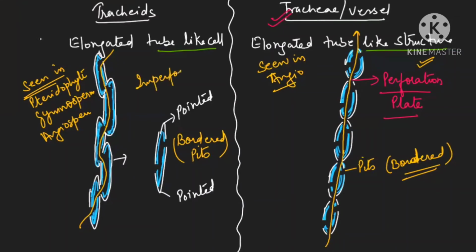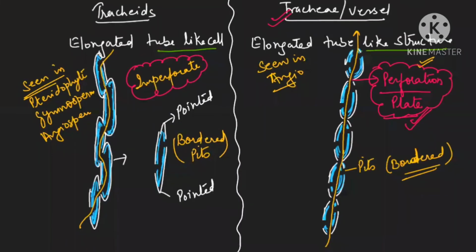They are imperforate because they don't have a perforation plate. But vessels are the ones which have perforation plates. So I hope the difference between the two is clear to you. It is a very, very important concept. Is it clear?